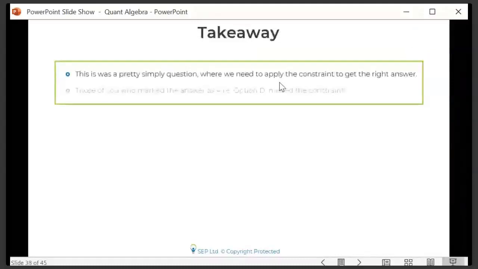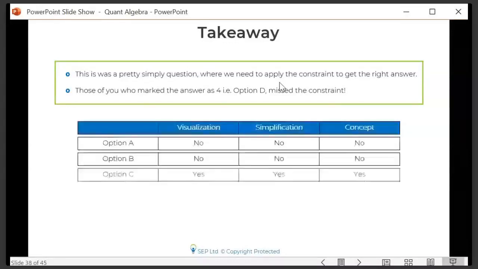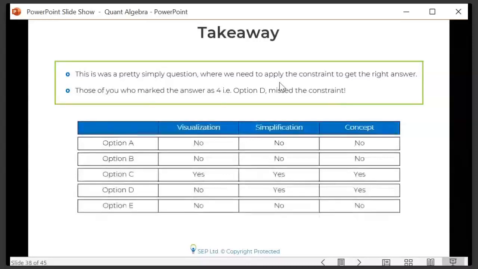Any of you who marked the answer as D basically found the range of x, but did not focus on the word integer, so you ended up marking the answer as 4 after finding the range of x. There were 4 values out of which only 2 were possible. Those of you who missed that point ended up marking the answer as D. So you knew how to simplify, you knew the concept, but you failed here in finding the constraints properly.